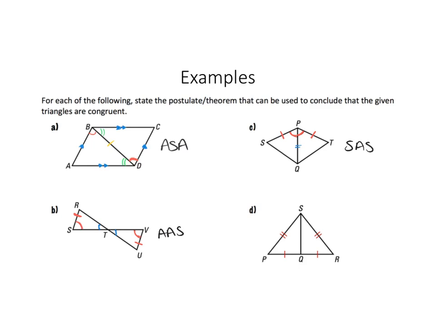And then finally, in example D, we know that this side and this side are congruent, and we know that this and this are congruent, and we know that a shared side is congruent to itself, and so this is going to be side, side, side.